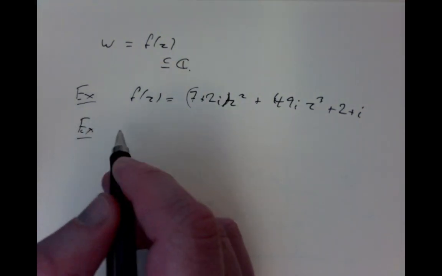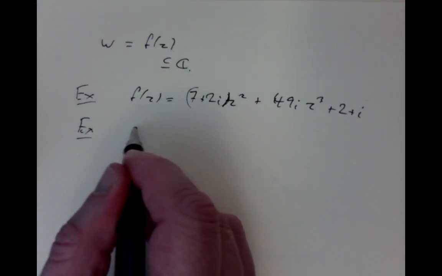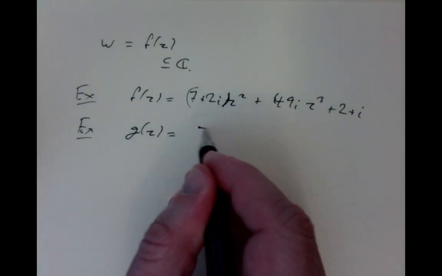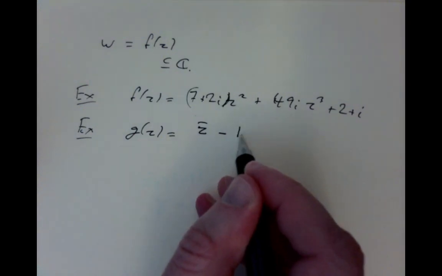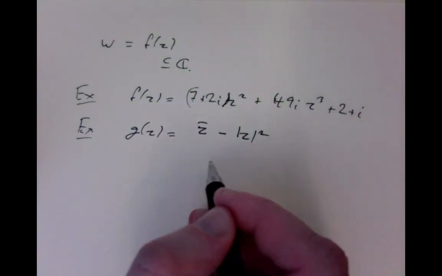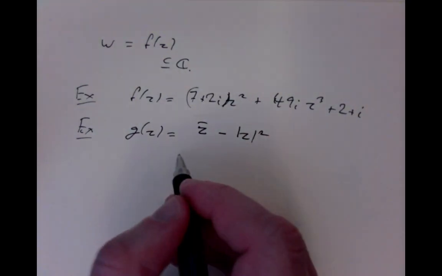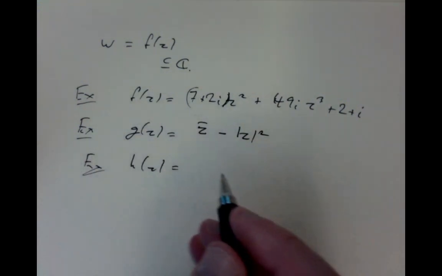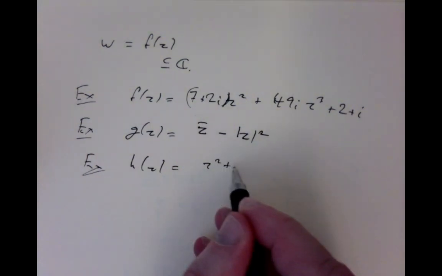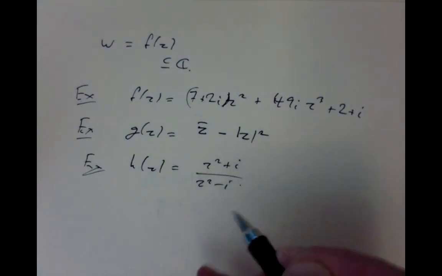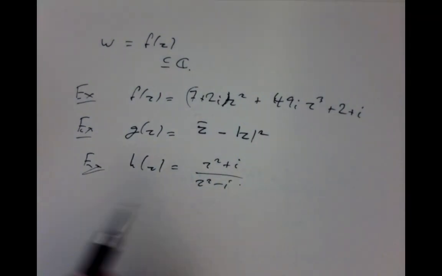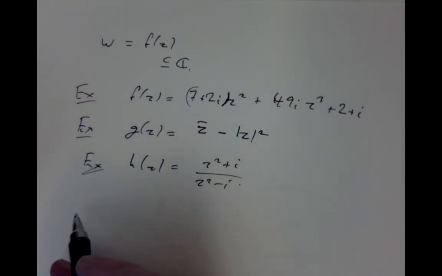We could have other examples that would be complex functions of a complex variable. Say g of z is the conjugate of z minus the magnitude of z squared, and similar sorts of things like this. We could allow h of z is (z squared plus i) over (z squared minus i), for example, as a function which is maybe not defined everywhere. It's not defined where this thing vanishes. So they're defined for some complex numbers, maybe not for all of them.